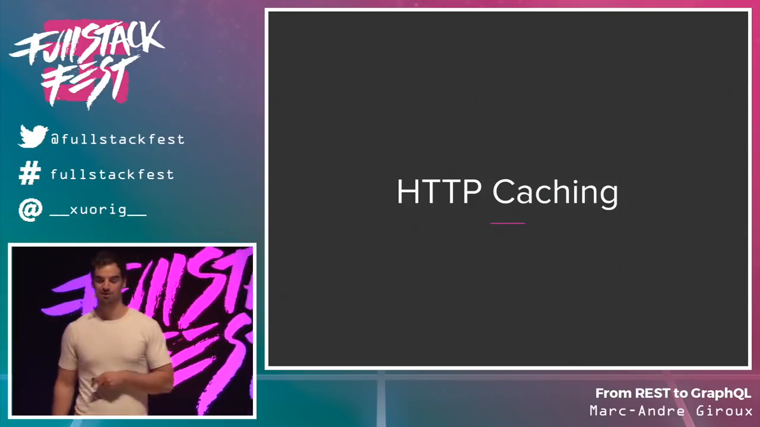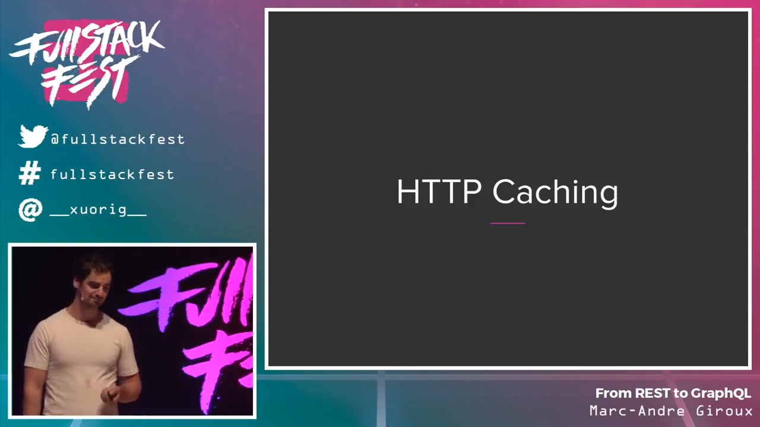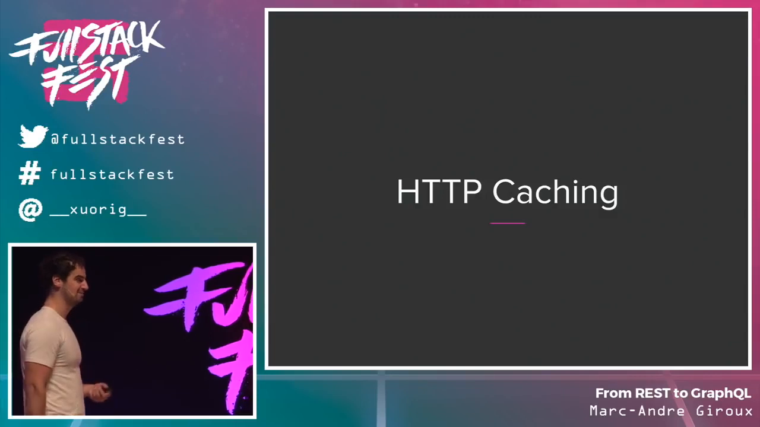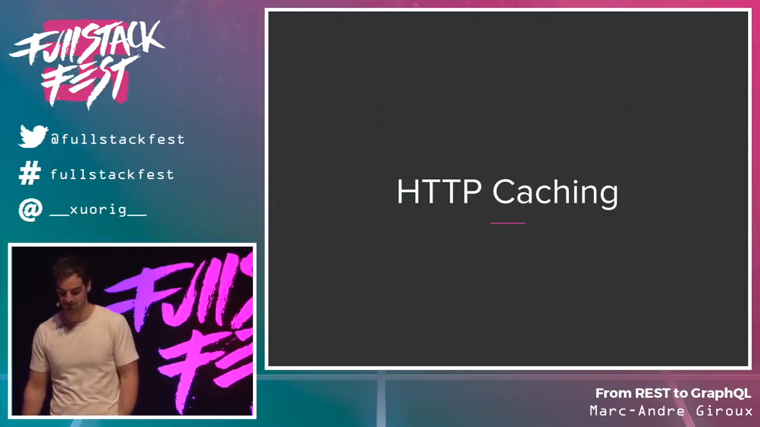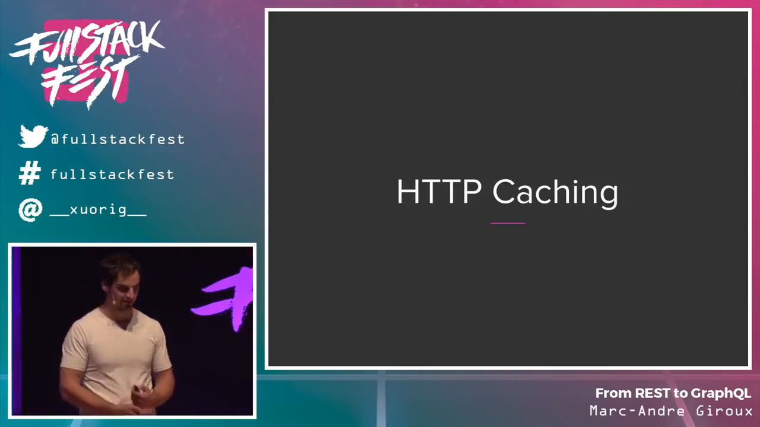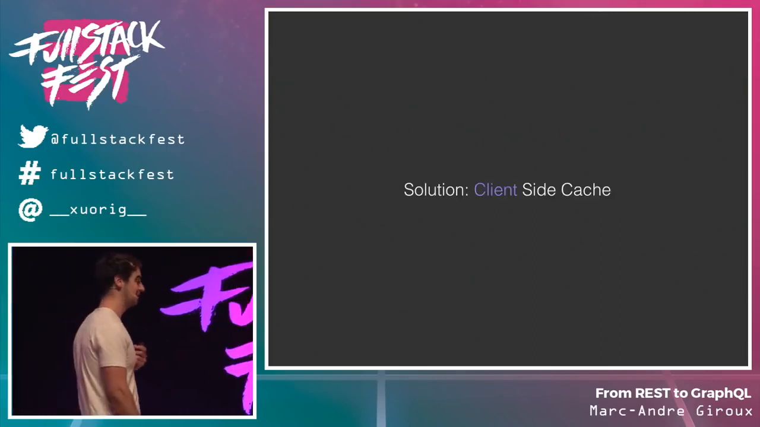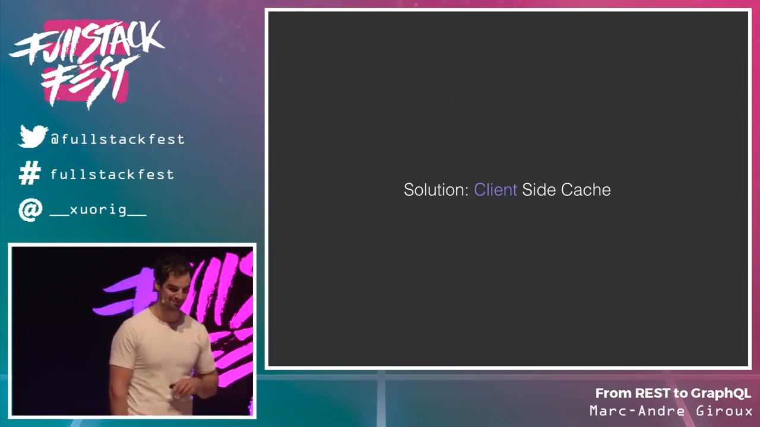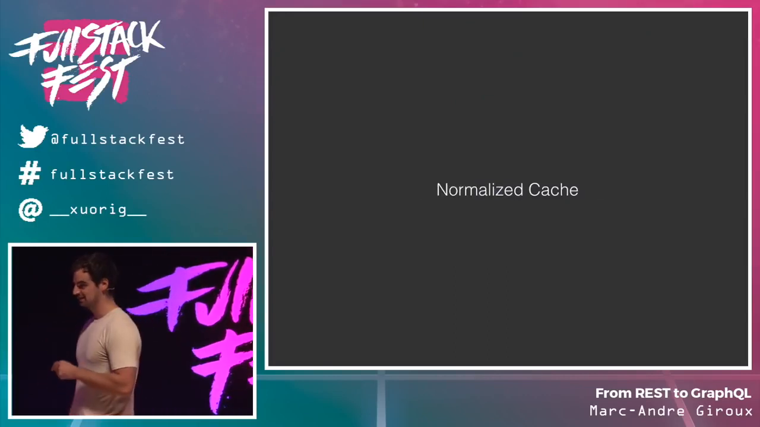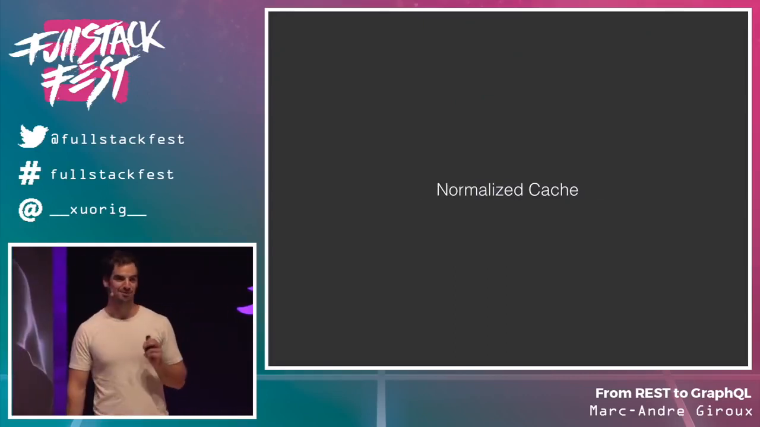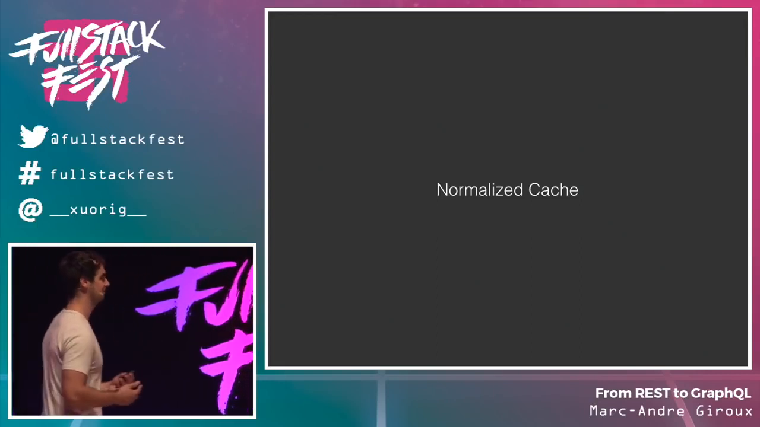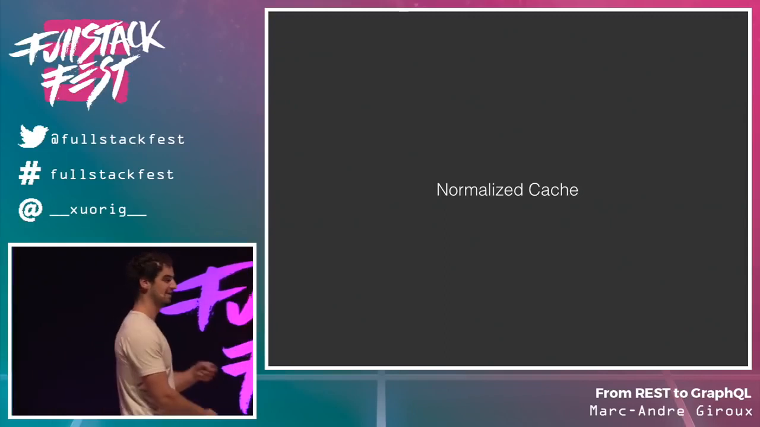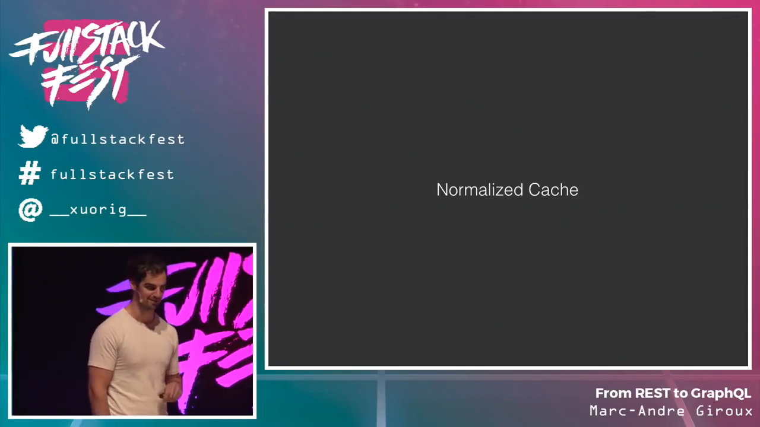Another issue we run into is HTTP caching. Because we POST and because our queries are not idempotent anymore, we can't really use that, right? We have to find another way, and that solution often is a client-side cache. This is the part that takes the most time and is the most difficult part to get with GraphQL, but it turns out it works really well, and it allows you to do really cool stuff after.